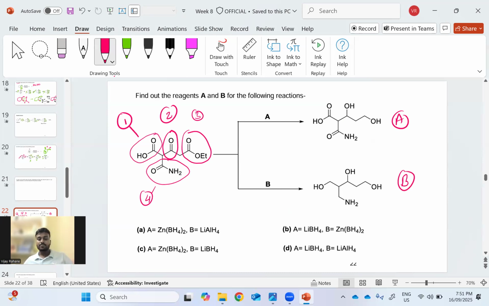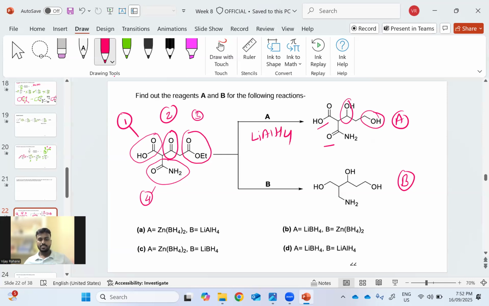So if you look at the A product, what happens in the A product? There is a reduction of the ketonic group. Also, there is reduction of the ester group, but the acid and amide groups remain unaffected. So, what's the reagent combination used for this one? So, ester and ketone are reduced.